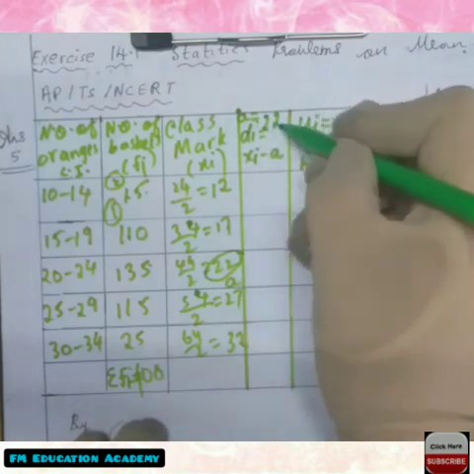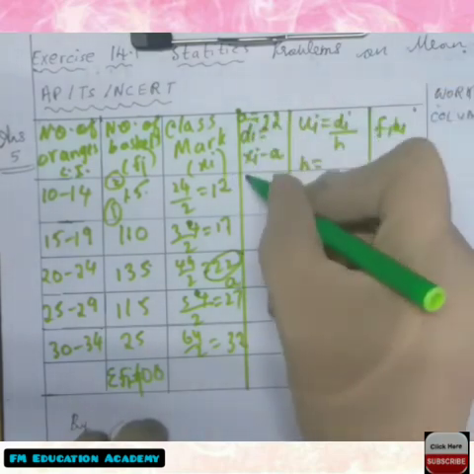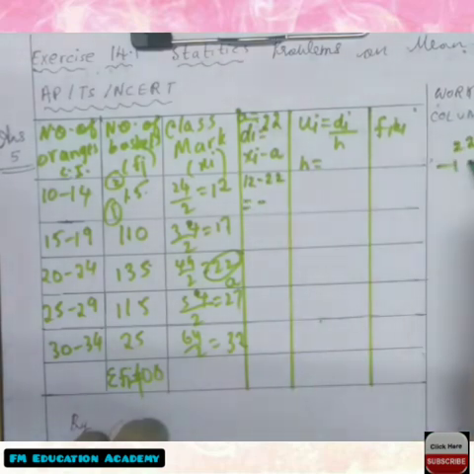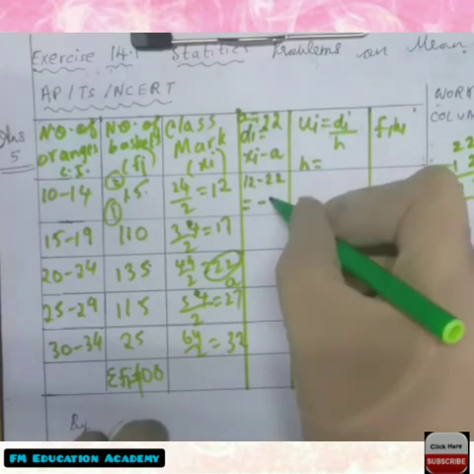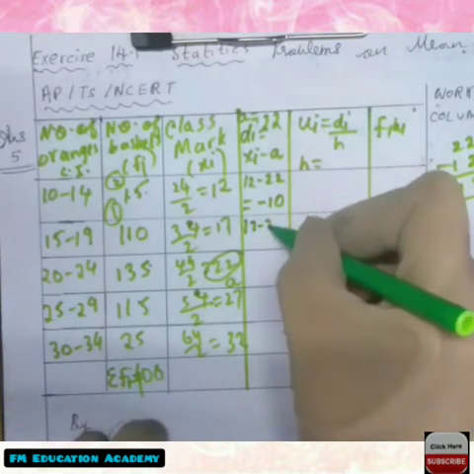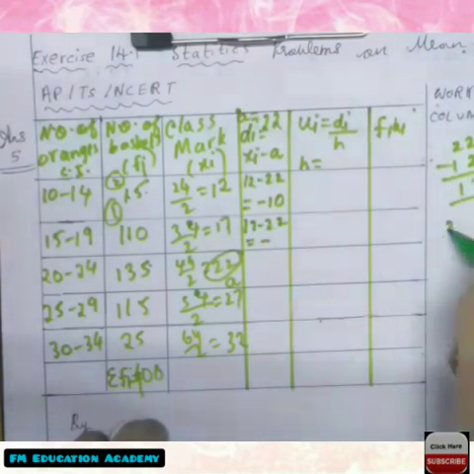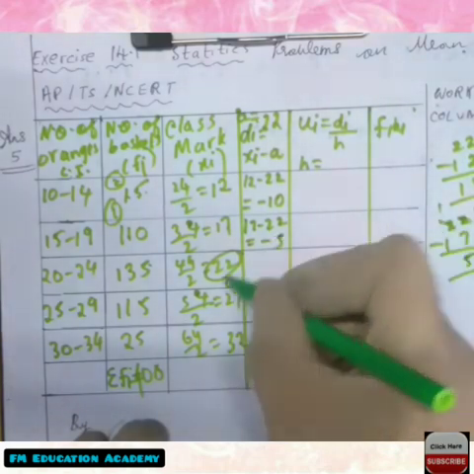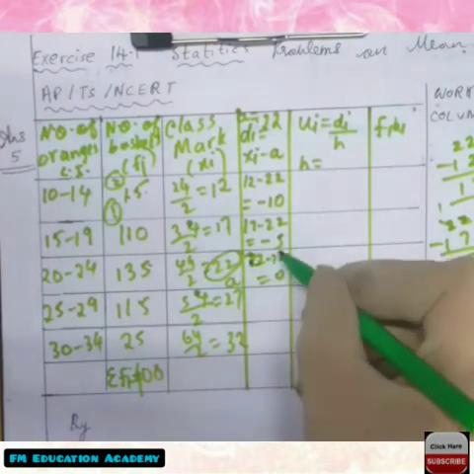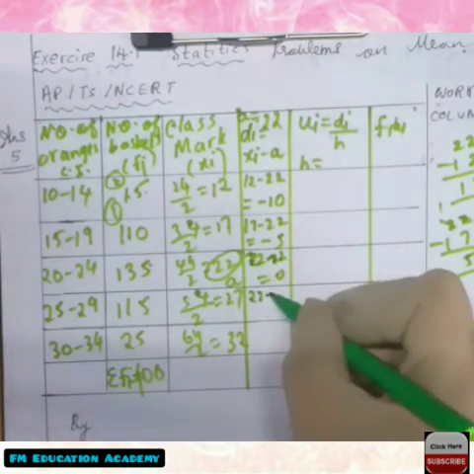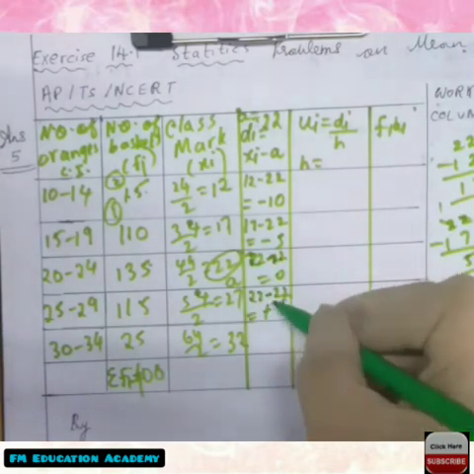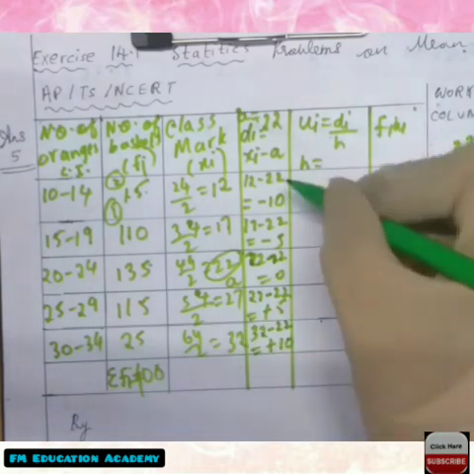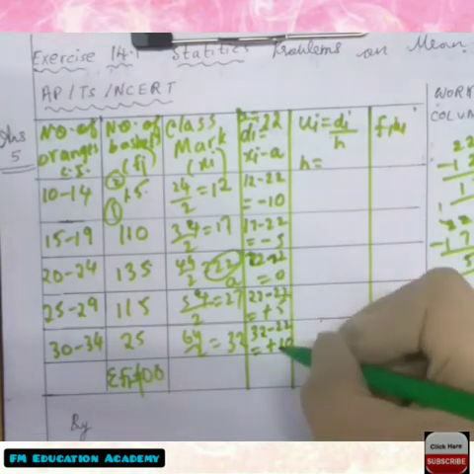So here is 22. xi minus A, so 12 minus 22 is minus 10. 17 minus 22 is minus 5. 22 minus 22 will be 0. 27 minus 22 will be plus 5. 32 minus 22 will be plus 10. So we have minus 10, minus 5, 0, plus 5, plus 10.